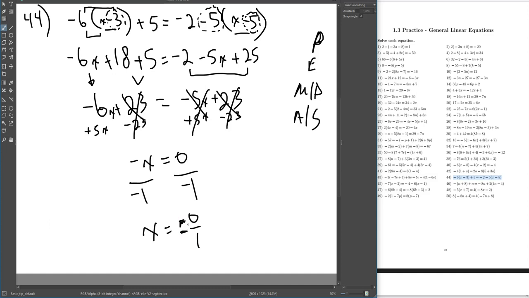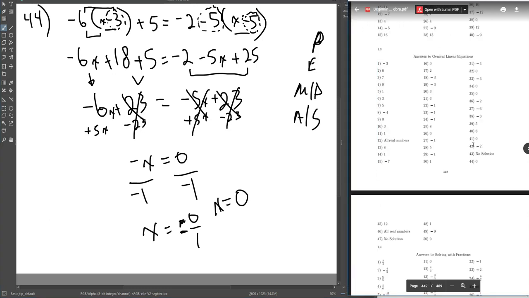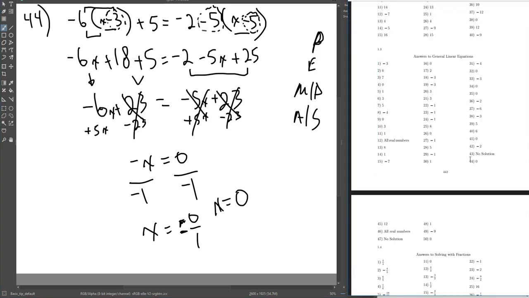Let's put the 0 right here where it belongs. 0 over anything is always 0. So x equals 0. Let's see if I'm right. Am I right? Yes, 44, yes. Christopher is right.